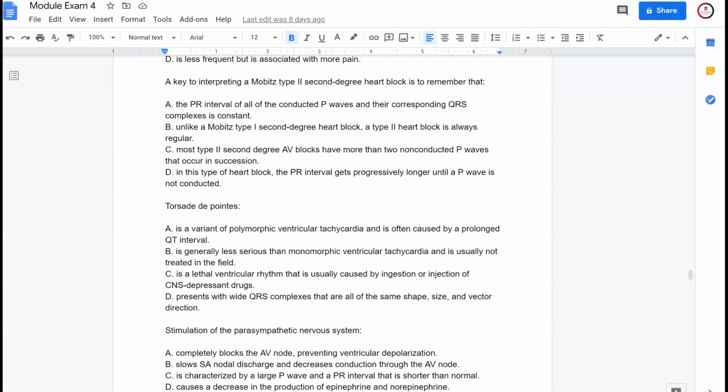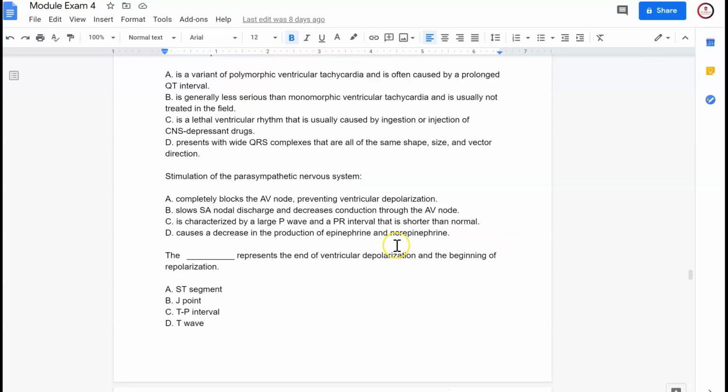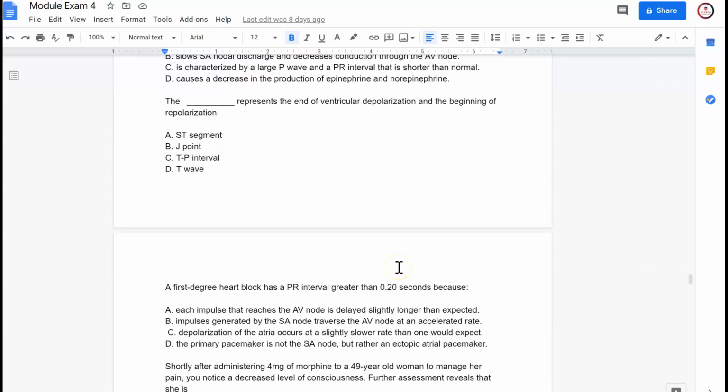Presents with wide QRS complexes that are all of the same shape, size, vector direction. No, because they're not the same size and shape. They're polymorphic. So your best answer is A. I'm not going to turn the pen back on in fear of that doing something strangely bizarre again.